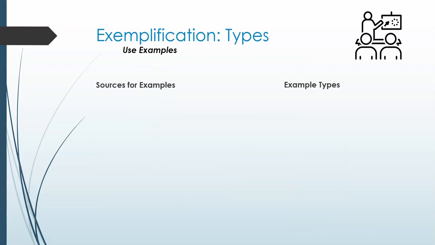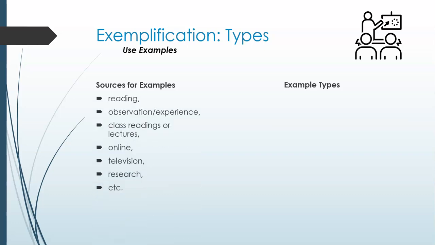Now, when people think about examples, they tend to think of actual, real examples that have happened to them. However, this is far from the only type. There are many places to get real examples, a few of which are listed here on the slide, such as online sources or assigned readings. Not only do examples not have to be something that happened to you personally, they don't even have to be something that happened at all.